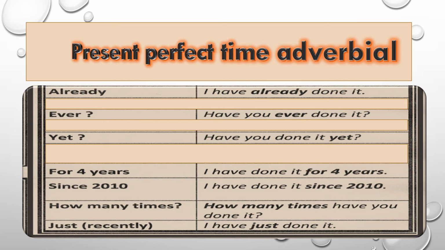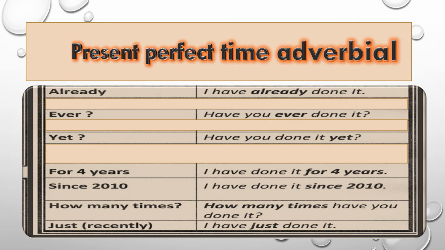Okay, yet comes with negative and interrogative form. Yet comes with negatives and questions. For example, when we say I haven't done my homework yet or have you done it yet. Okay, notice here the position of yet at the end of your sentence.